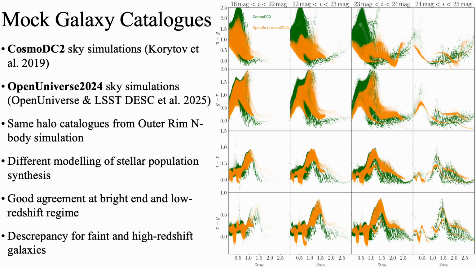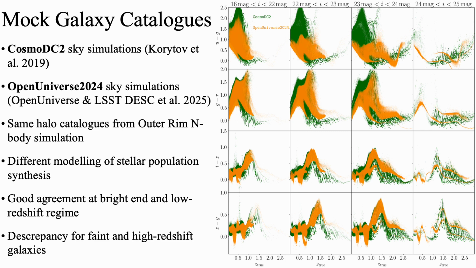Here, I will describe the two distinct mock galaxy catalogs we use for our analysis. One is the Cosmos DC2, shown in green dots in the figure. Another is the OpenUniverse, shown in orange dots. These two mock galaxy catalogs share the same cosmological large-scale structure, but implement different stellar population modeling. The OpenUniverse catalog shows a smoother distribution in the color-redshift diagrams, but the Cosmos DC2 has unphysical discrete features due to the limited number of SED templates.